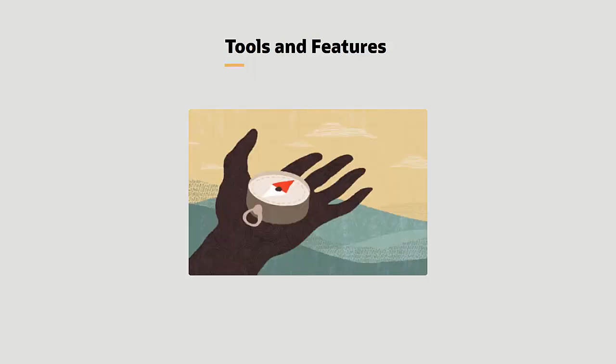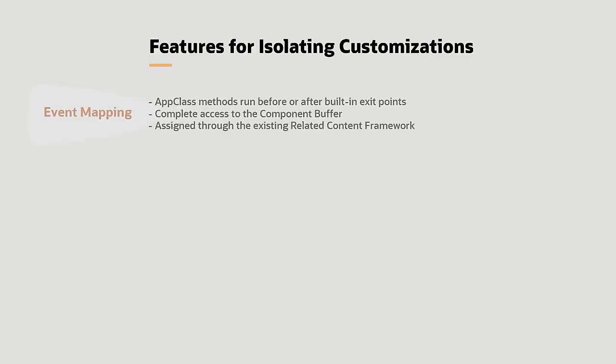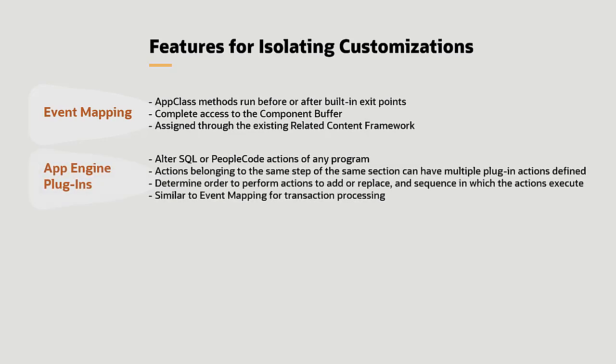Now, let's look at the major tools available for isolating customizations. Event mapping enables you to write custom PeopleCode that you can run before or after delivered code and associated events on transaction processing. This powerful tool provides full access to the component buffer, so you can affect most types of logic changes. Event mapping has been enhanced in every tools release since its introduction in PeopleTools 8.55. These enhancements have included enabling event mapping on more events and improvements in the development tools and processes. App Engine plugins are similar to event mapping, but for batch processing. This enables you to insert or skip steps in your Application Engine program and create custom PeopleCode or SQL to change the delivered logic in batch programs.